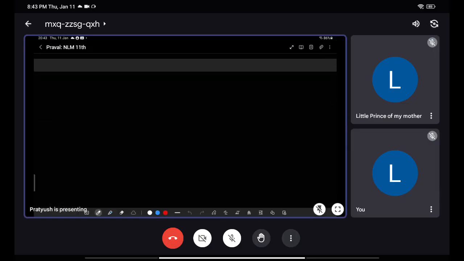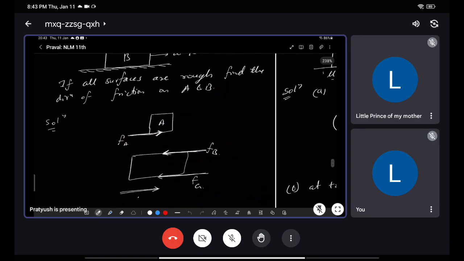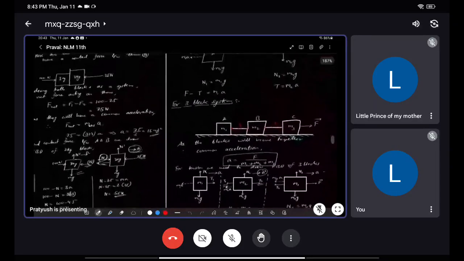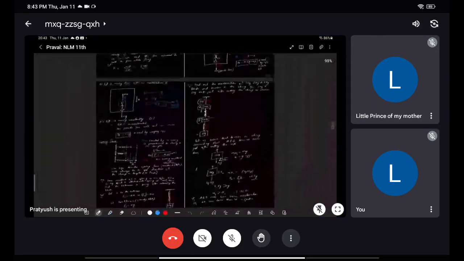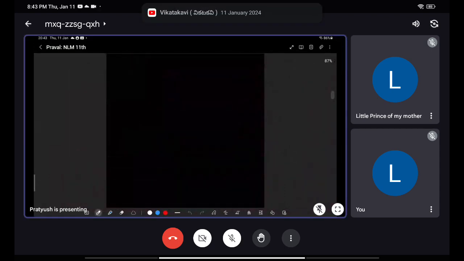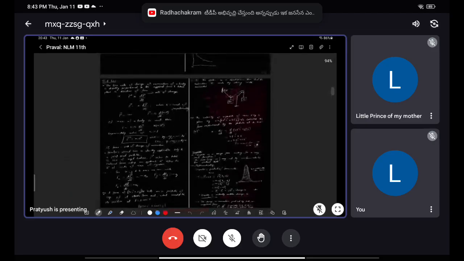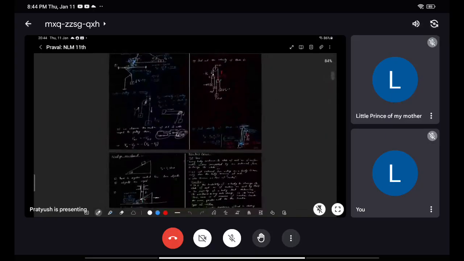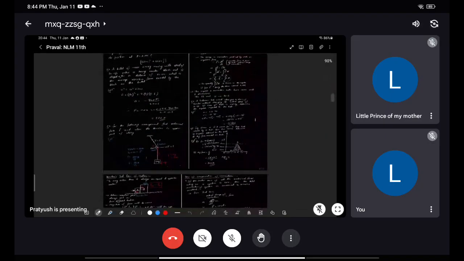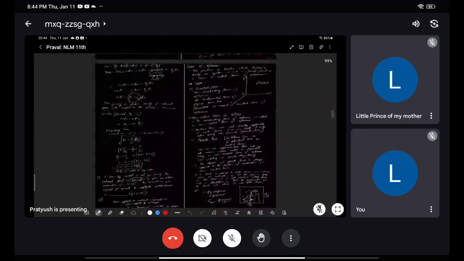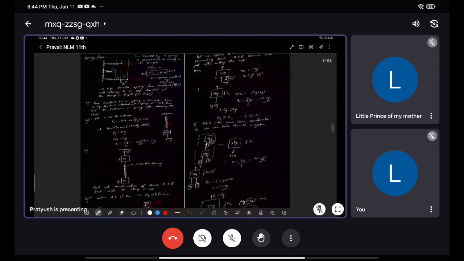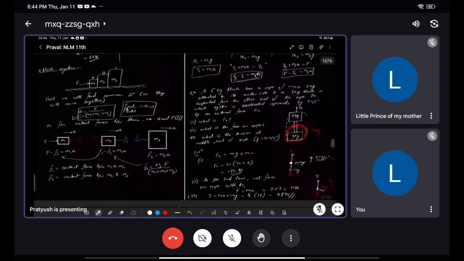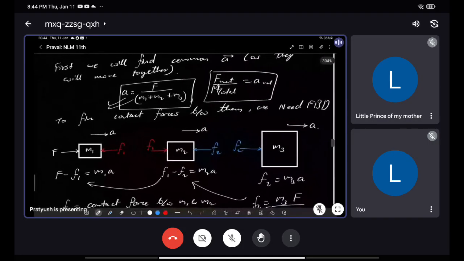We know that. We just, for a free body diagram, what do we do? Just a minute. This we have seen, right? We need to draw the free body diagram of each of them.